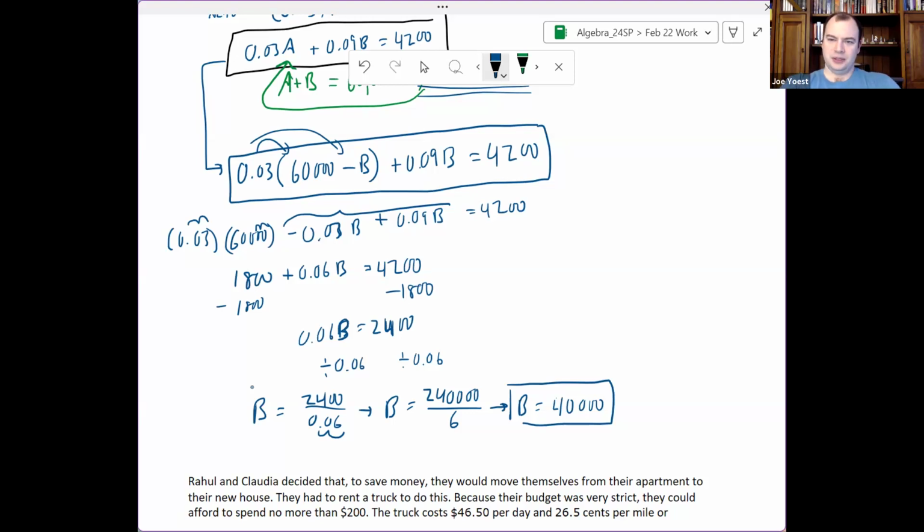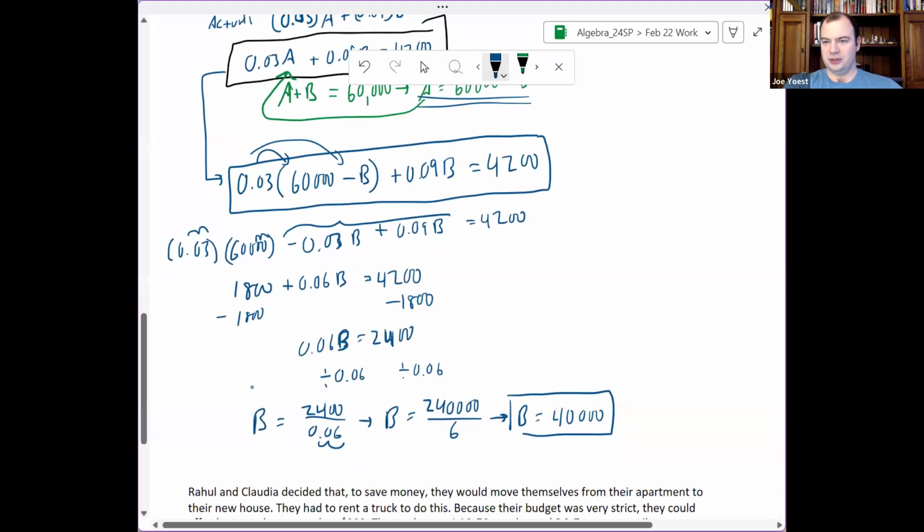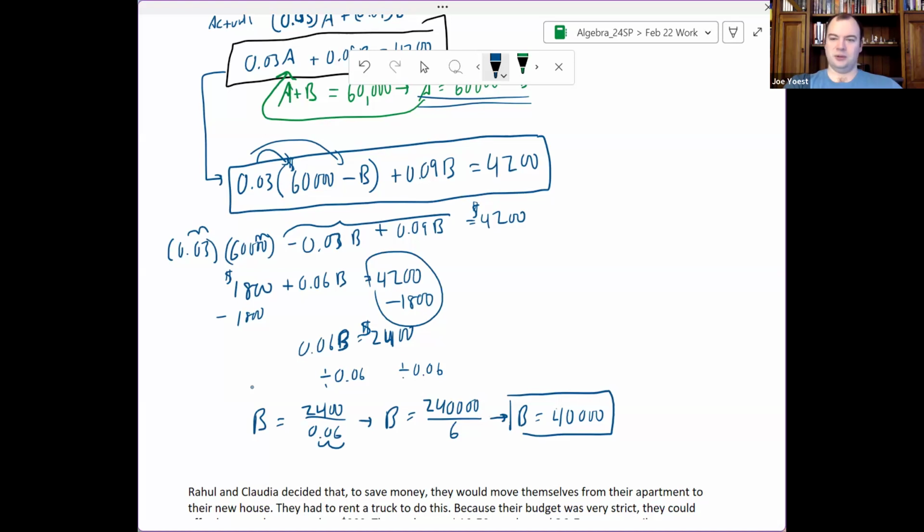Let's check units. Units can be a little tough to check here, but we know that, for instance, this 4,200 is in dollars. The 60,000 is in dollars. So therefore the 1,800, just 0.03 times something in dollars, is in dollars. Subtracting two dollar quantities gives me dollars. And then dividing by just a 0.06 that's unitless, that leaves me with a unit of dollars. So that unit looks good.